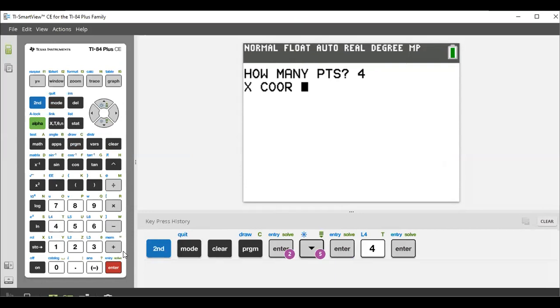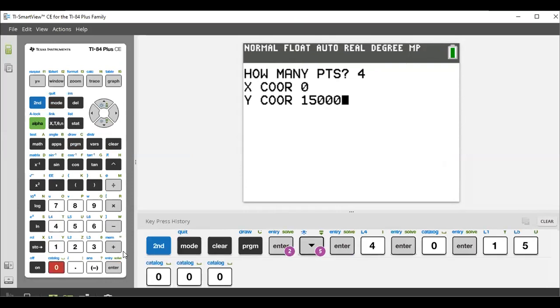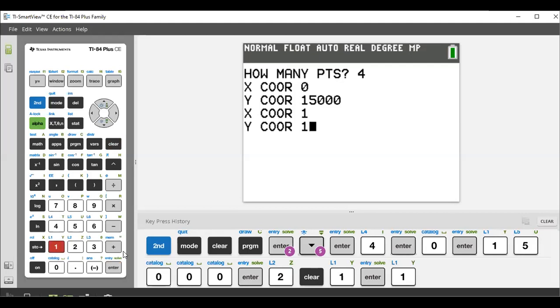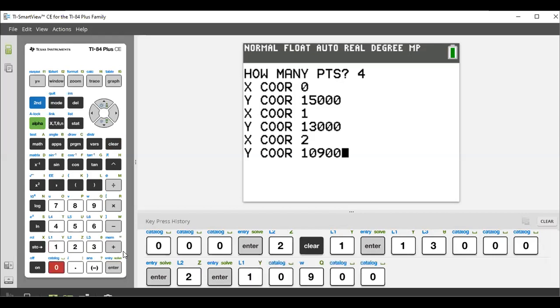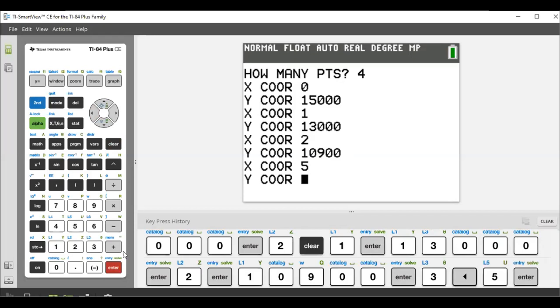And this part, you've just got to go quick, but you've got to keep it accurate. So $15,000 initially, that was the value of the car. And then after 1 year, it went down to $13,000. And then after 2 years, it was down to $10,900. And then after 5 years, it was $3,000.